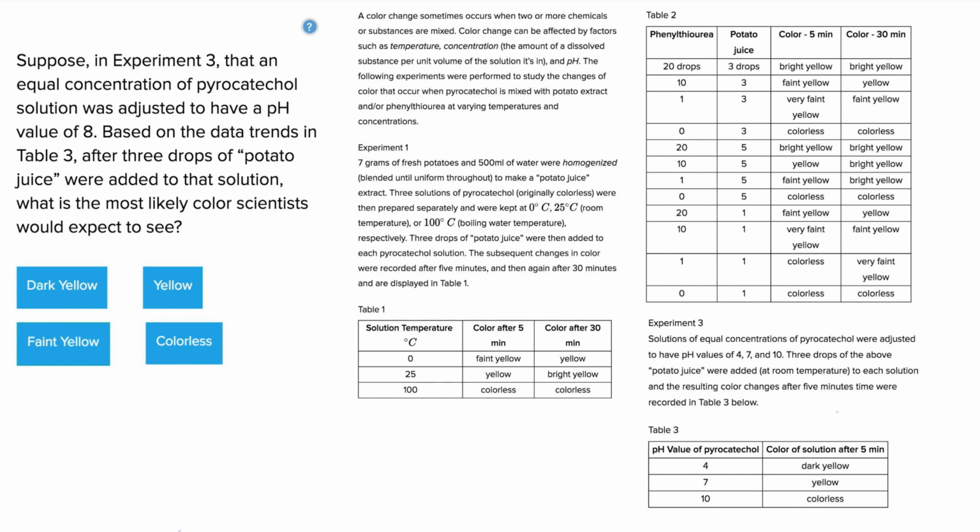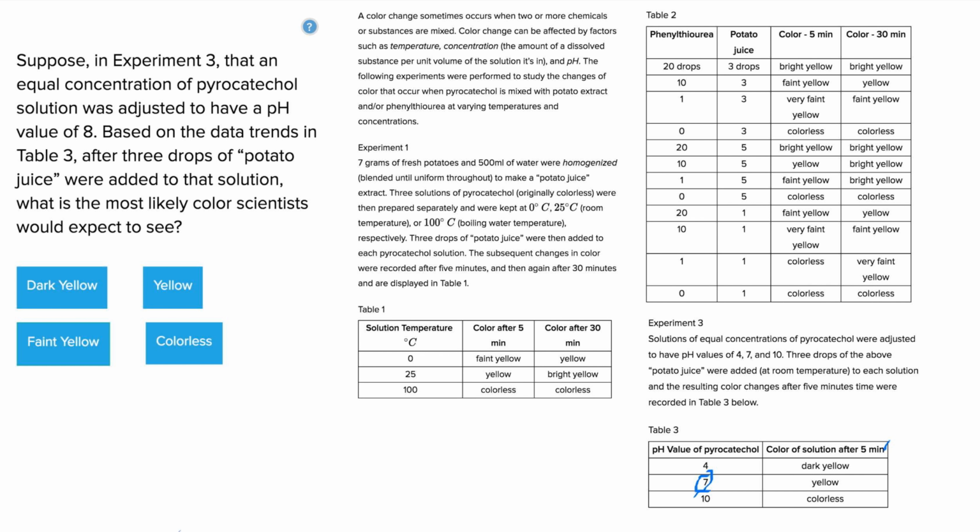So in the experiment, the pH values of 4, 7, and 10 are listed, and the procedure, which you don't really need to know, it's the same as the procedure described in the question, is that 3 drops of potato juice are added at room temperature, and then the question we're asking is, what is the color after 5 minutes? So if we look here in the table, we have 7, and we also have 10.